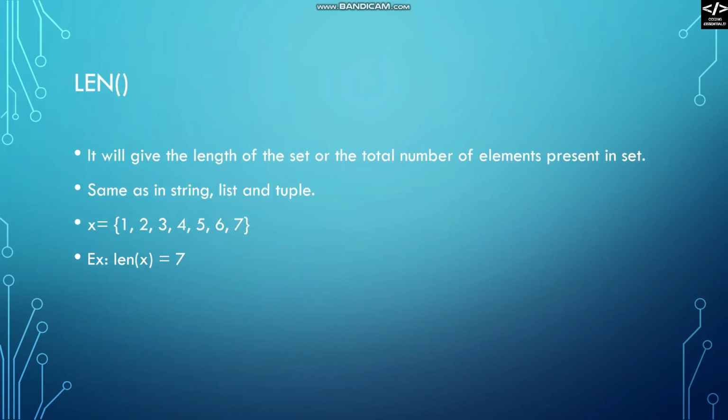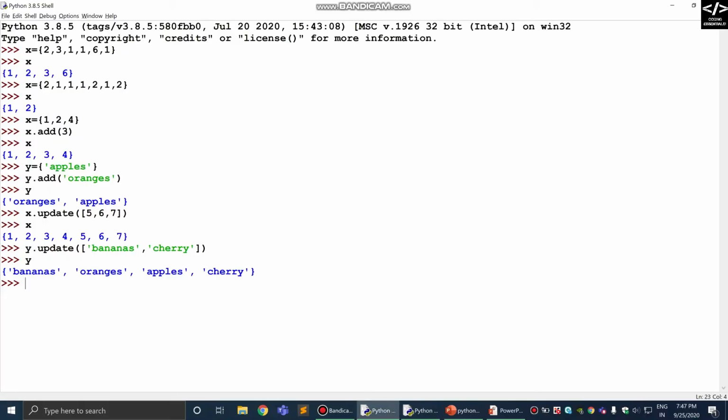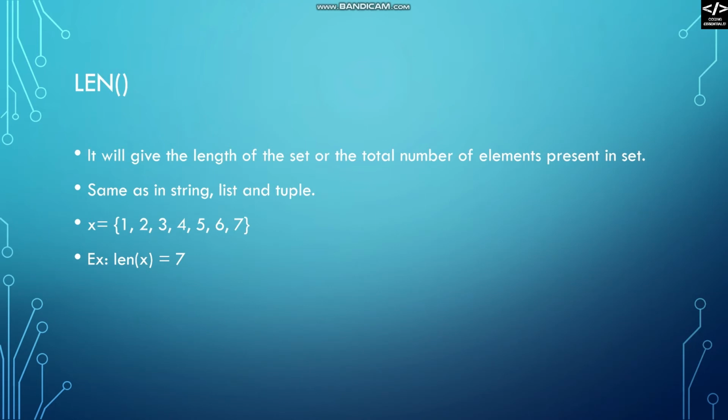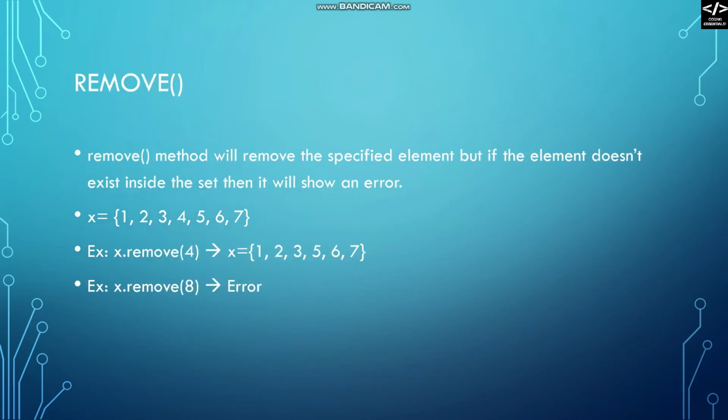Moving on to len. This is same as string, list and tuple. It will give the length of the set or the total number of elements present in the set. So let's take this example. Len of x is 7 and len of y would be 4. Yes, it's 4. So this is the function of len or length.